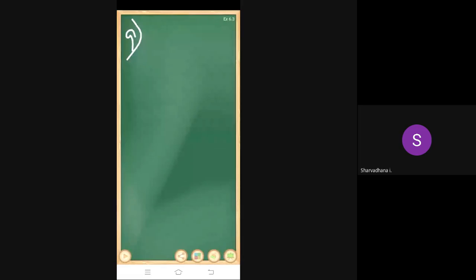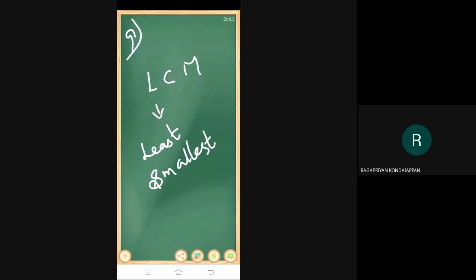Actually, children, what is the abbreviation LCM? Least common multiple. Least means smallest. So if you get the word smallest, then automatically you have to find the LCM of the given numbers 4, 9, and 10. Then you check whether that number is a square number or not.